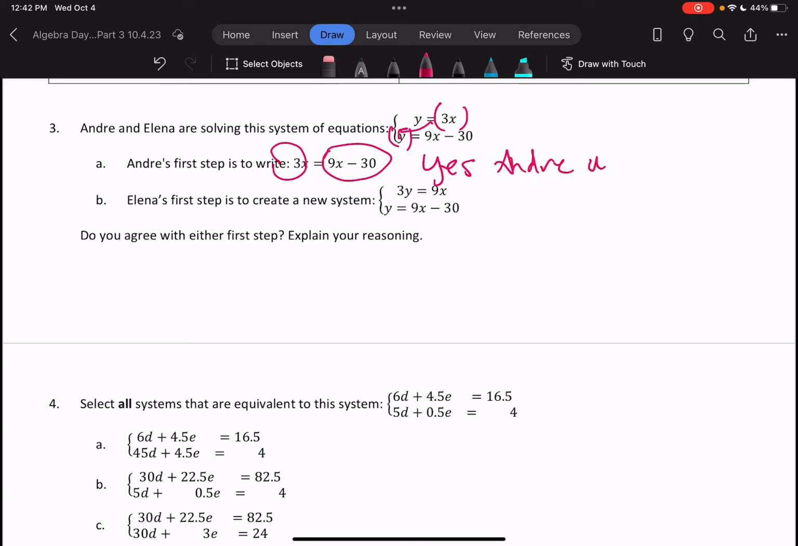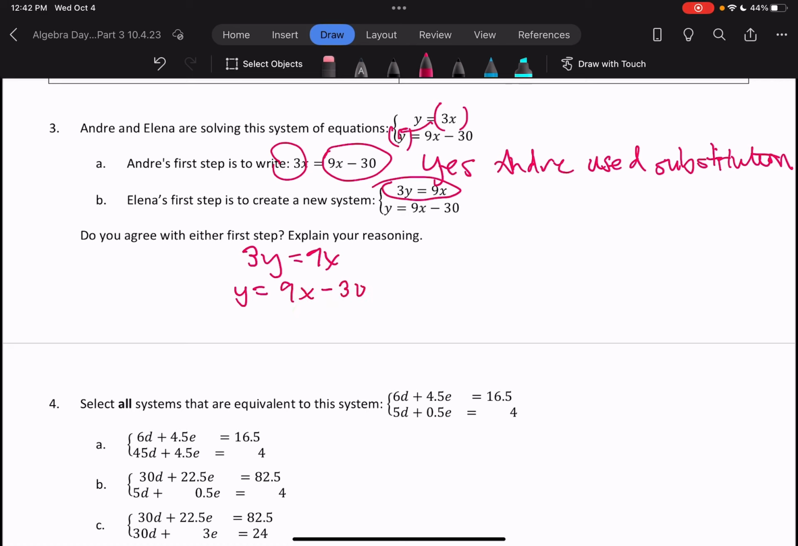Andre used substitution. Then Elena says she created new systems. So she multiplied this top equation by 3 and made 3y equals 9x. And then we have y equals 9x minus 30.